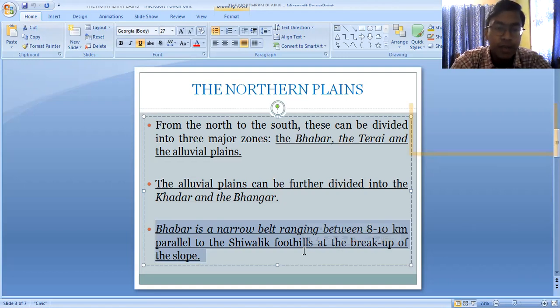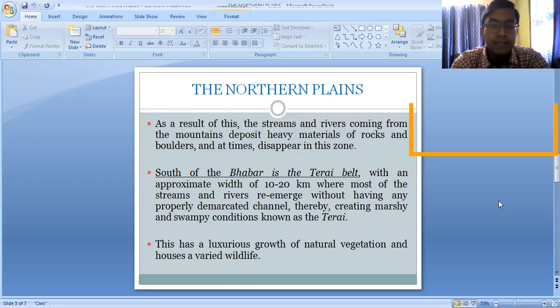Where the Himalayas end, from there 8 to 10 kilometers towards the south, a long narrow landscape is known as the Bhabar. As a result of this, the streams and rivers coming from the mountains deposit heavy materials of rocks and boulders and at times disappear in this zone. So this Bhabar belt is a zone where the streams and the rivers disappear.